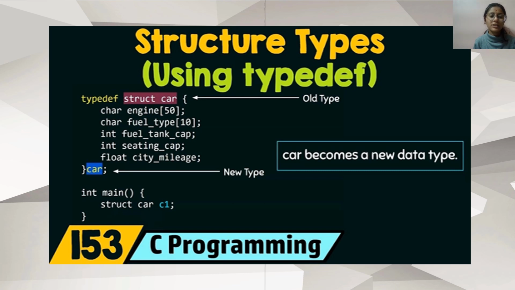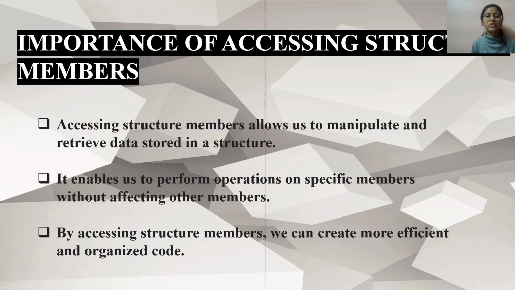This is one example of a structure type using typedef. In typedef, the struct car is the old data type. Now char engine, char fuel type, char fuel tank cap, int seat cap, float mileage. And close the bracket. Now car is one of the new types. Int main, open the bracket, car c1. Now close the bracket.